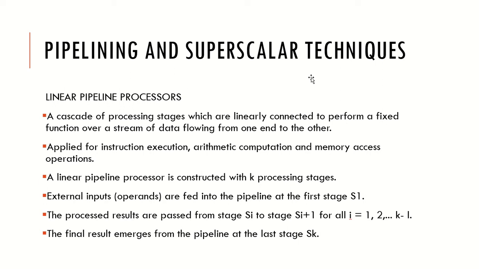When you talk about linear pipeline processors, as the name says, it is going to have a linear fashion in its execution as well as in its ordering. Such a pipeline is called a linear pipeline processor. Here you have many stages, just like any other pipeline, and these stages are cascaded to one another, which means the input of a stage will be the output of its previous stage. So they are arranged in a linear fashion.